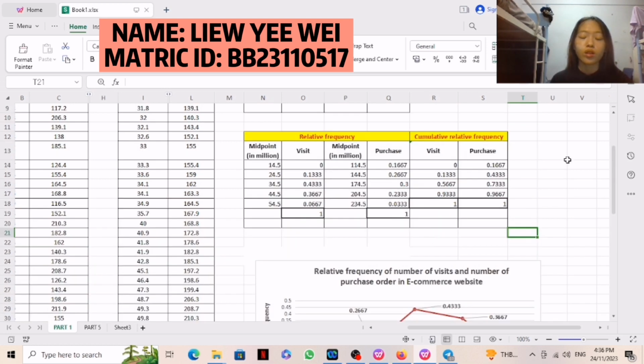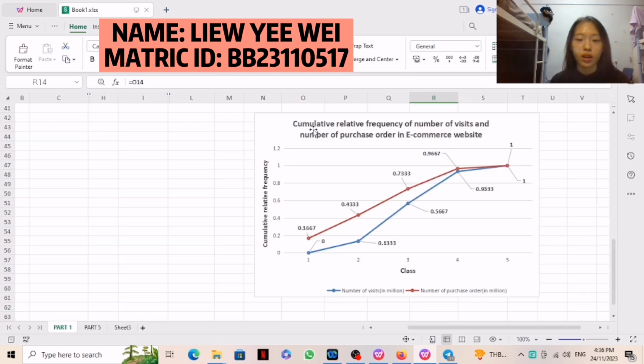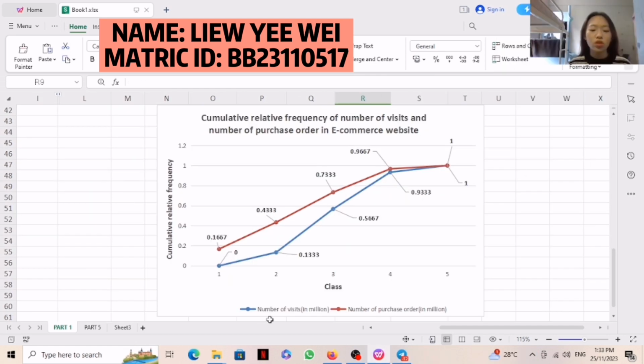After that, the cumulative relative frequency is the sum of all relative frequencies. So you can get this by adding this number with this, and we get this number. This is my graph about the cumulative relative frequency of number of visits and number of purchase orders in the e-commerce website. The blue line shows the number of visits in million, while the red line shows the number of purchase orders in million.